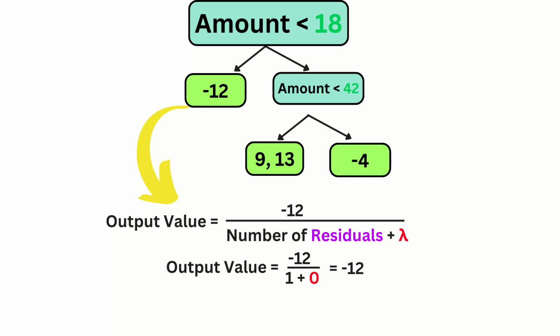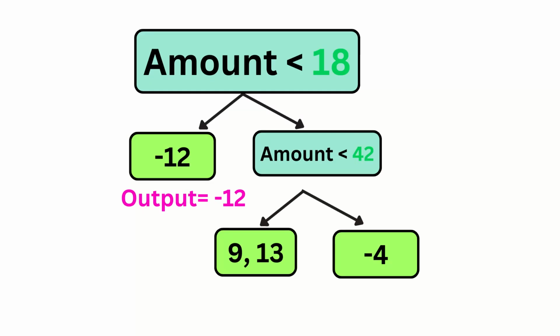For this leaf on the left side, we put the value of residual and divide by number of residual plus lambda, and we got our value minus 12 for left leaf. We write output leaf value just under the leaf. For notation, we write output is equal to minus 12.